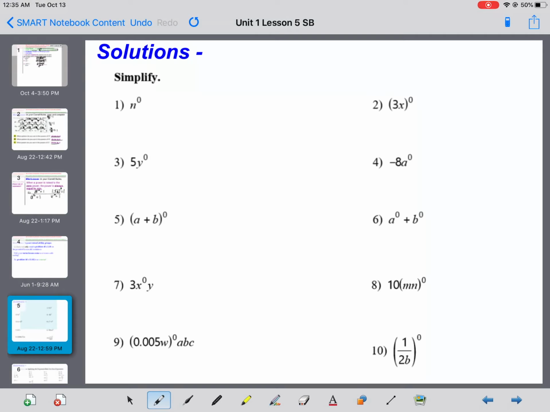For work time, let's make sure we copy down questions 1, 2, 3, 4, 5, 6. And if you want, you can also try 7, 8, 9, and 10 as extension problems.